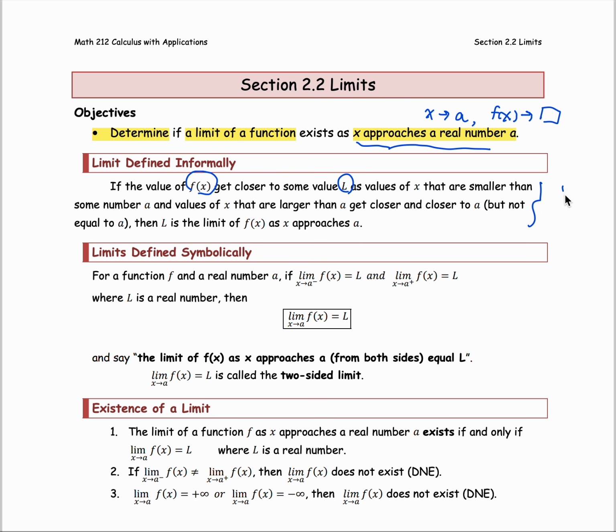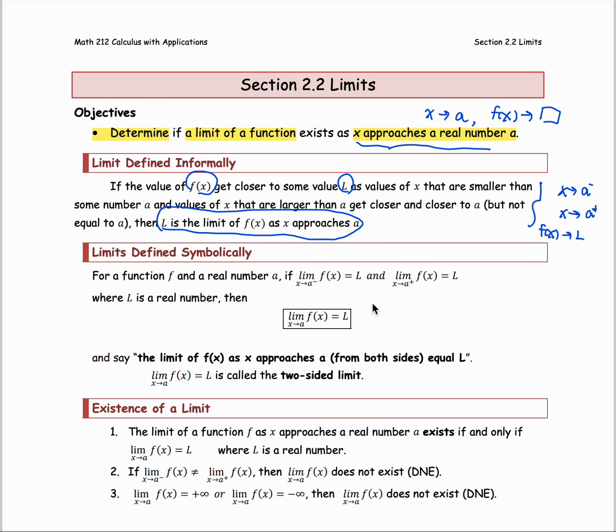So basically, if x is getting closer to a from the negative side, that means x is smaller. X approaching a from the positive side means x is slightly greater than a. That's what we looked at last time in section 2.1, the one-sided limits, left-hand limit, right-hand limit. So we're looking at both directions at the same time. If both directions give us the trend that the function f of x approaches the value L, we say that L is the limit of the function f of x as x approaches a.